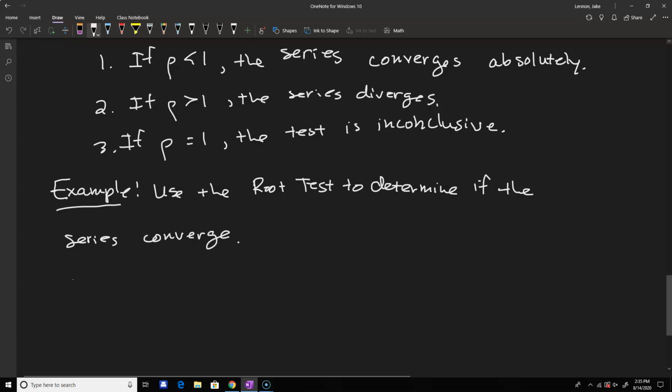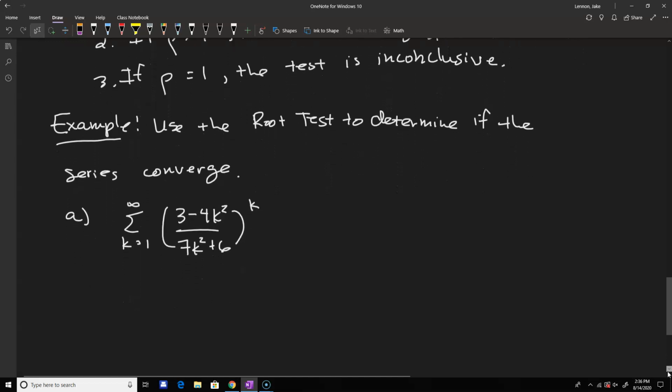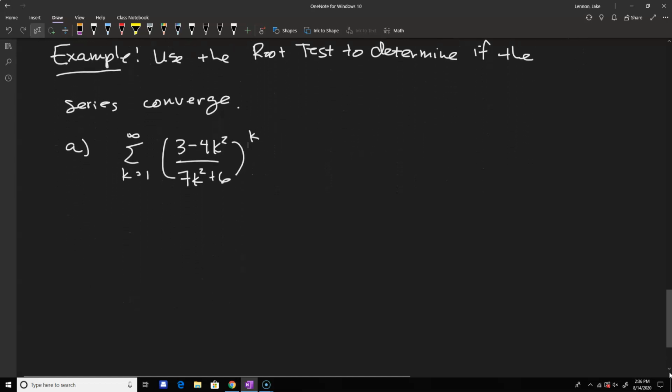So A, we'll look at the infinite sum from k equals 1 to infinity of 3 minus 4k squared over 7k squared plus 6, raised to the kth power. Again, as you can tell, there's that kth power, which is going to make the root test just pretty much a little bit simpler than the ratio test here, I would say.